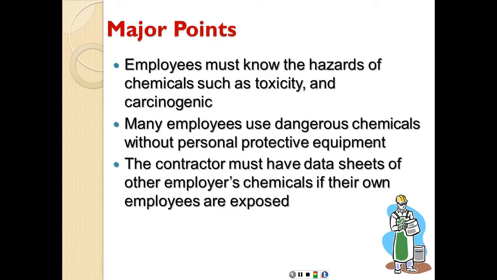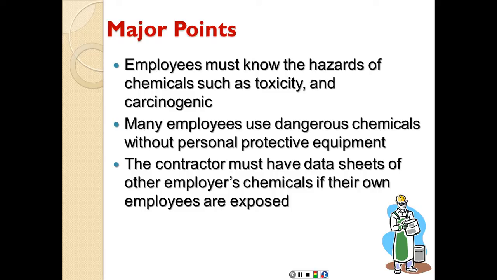The contractor must have data sheets of other employers' chemicals if their own employees are exposed. If you remember at the very beginning of this learning process about safety, we talked about the different types of employers. We talked about creating or causing. We talked about exposing. We talked about controlling. We talked about all of these different four types of employers. So the correcting is the fourth one.